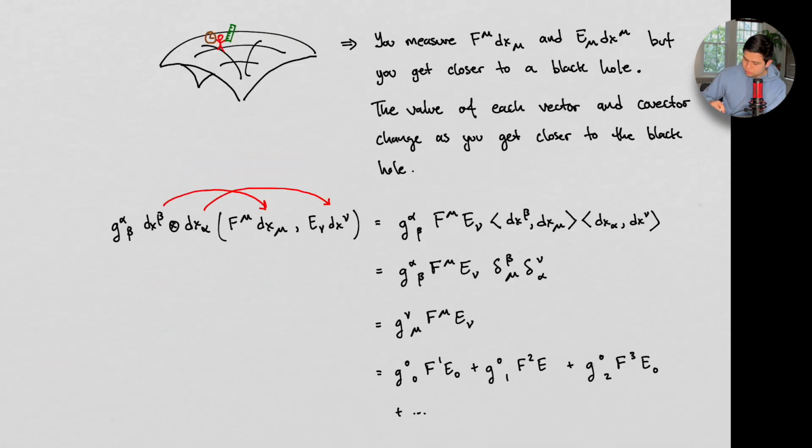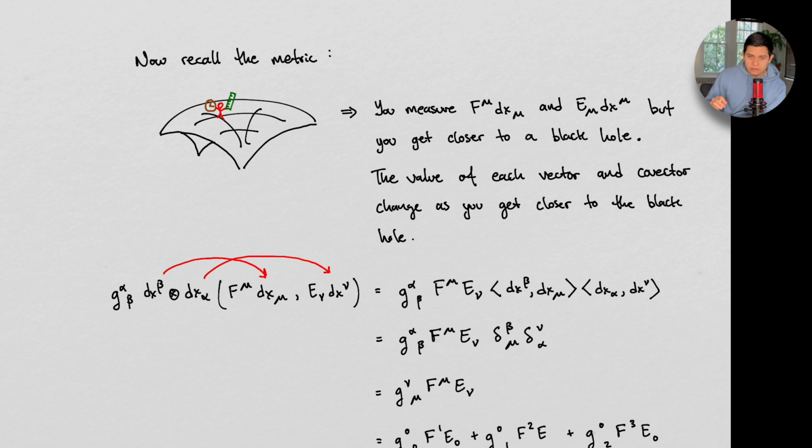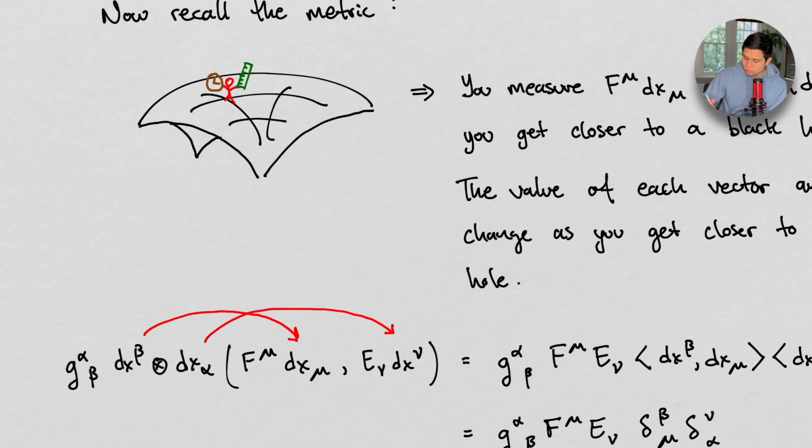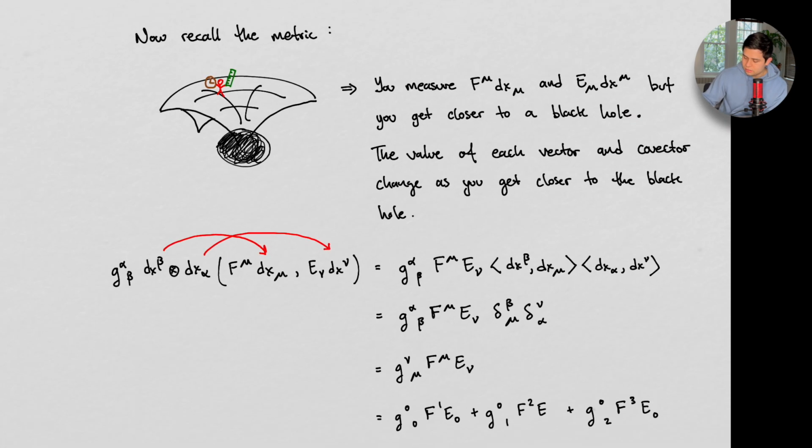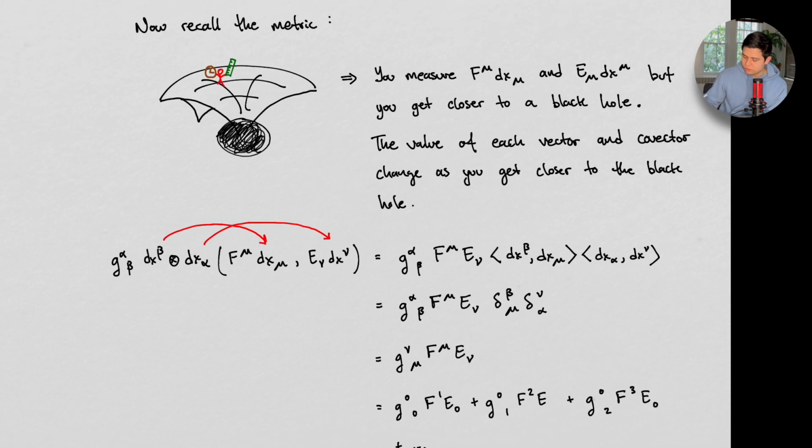And so, with all that in mind, we can now talk about the metric. Let's consider that we can measure the force and the electric field at any point on this curved space. But suppose we're in the vicinity of a black hole. So here's our black hole. Suppose we're in the vicinity of a black hole, and the value of each vector and covector is going to change as you get closer to the black hole.